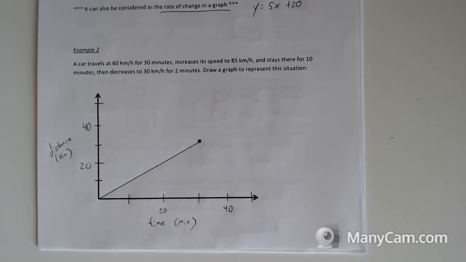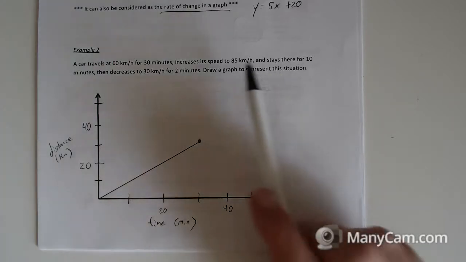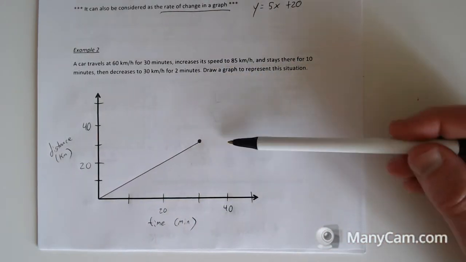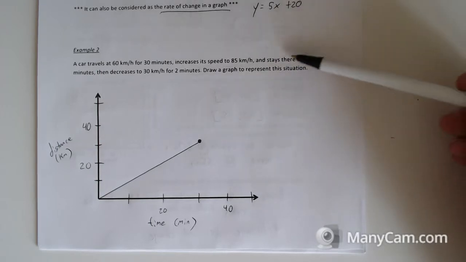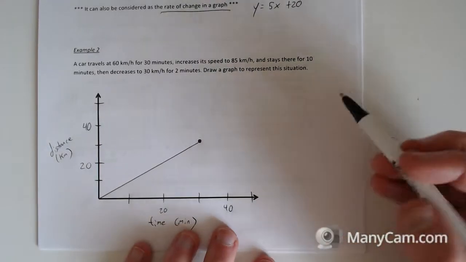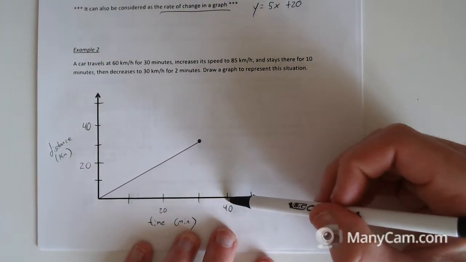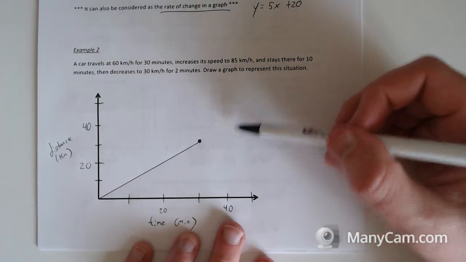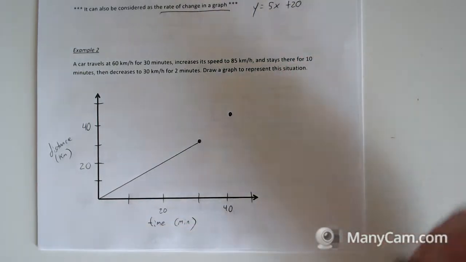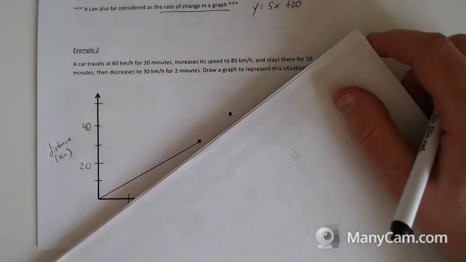Now, for the next 10 minutes, increases its speed to 85 kilometers an hour and stays at that speed for 10 minutes. Okay, so for the next 10 minutes, he's going to travel another, what's 1/6 of 85? Because 10 minutes is 1/6 of an hour. So 85 divided by 6. We're going to add another 14 kilometers based on that. If you had to estimate it, you could estimate it, in which case it's just going to be a little bit steeper. But we could actually calculate it. So add another 14, so we should go to 44. So it ends up being a little bit steeper. And connect those dots.